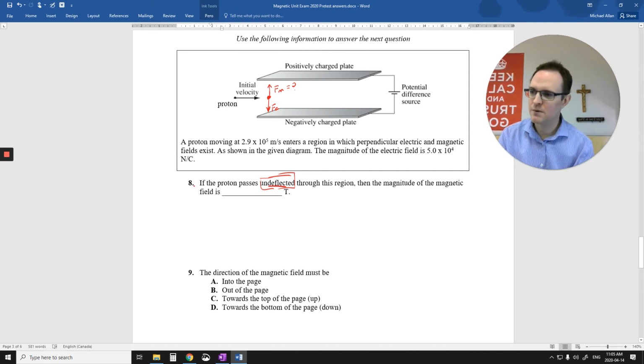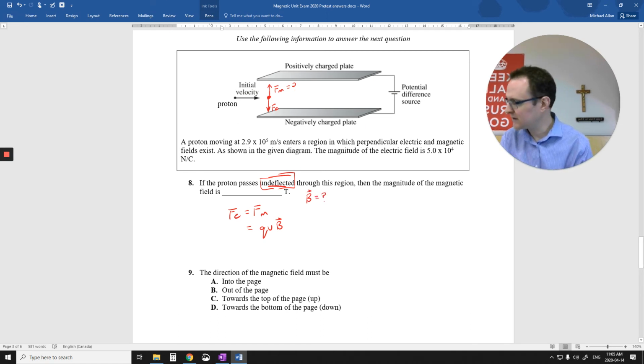So let's go through. We want to go undeflected. So that means my FE is going to be equal to my FM. It's a free moving particle, so I can go QVB for that FM side. We're looking for B here. They give us the speed. So we're looking for B, question mark there.